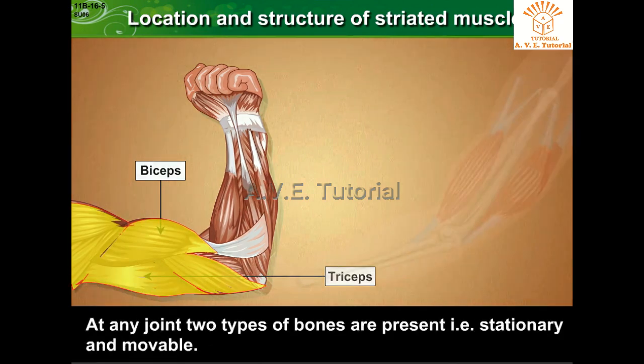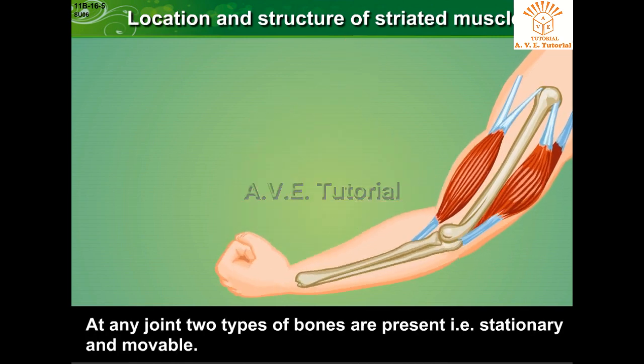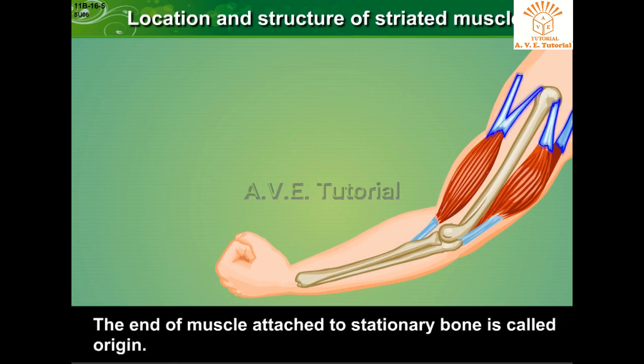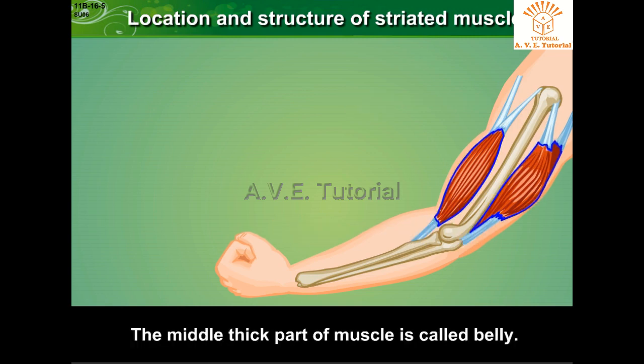At any joint, two types of bones are present, that is, stationary and movable. The end of muscle attached to stationary bone is called origin, while the opposite end attached to movable bone is called insertion. The middle thick part of muscle is called belly.